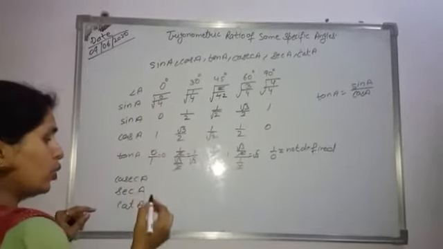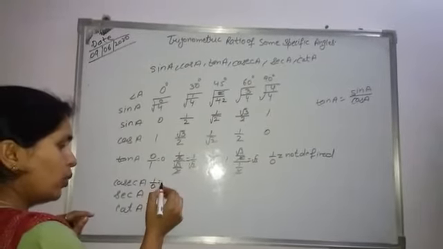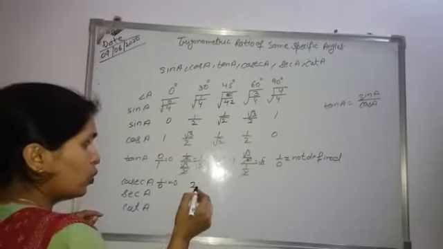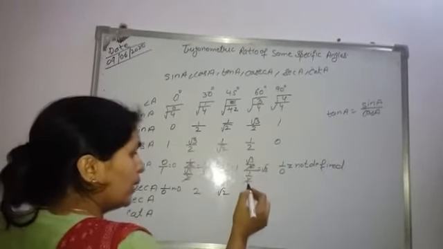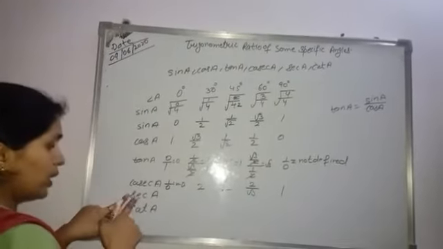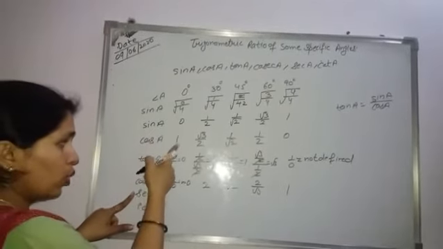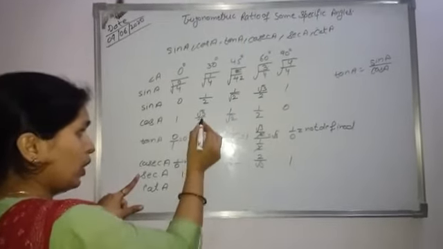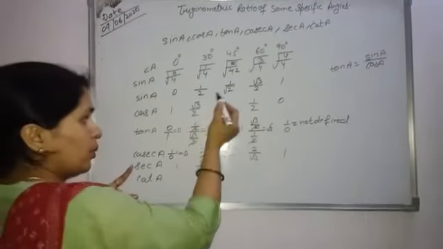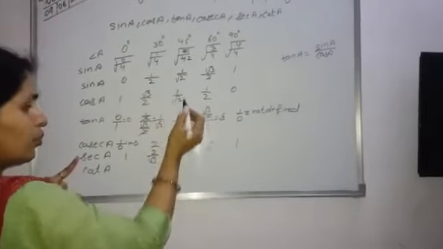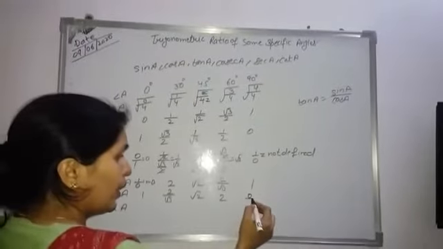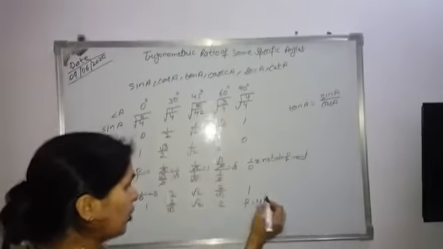So the reverse of 0 is 1 upon 0 and 1 upon 0 is not defined. Next one is the reverse of 1 by 2, which is 2. Next is root 2. Next is 2 by root 3 and last is 1. In case of secant, secant is the reverse of cos. So the reverse of 1 is 1. This value is 2 by root 3. Next one is root 2 and next is 2 and again the reverse of 0 divided by 1, and this term is not defined.